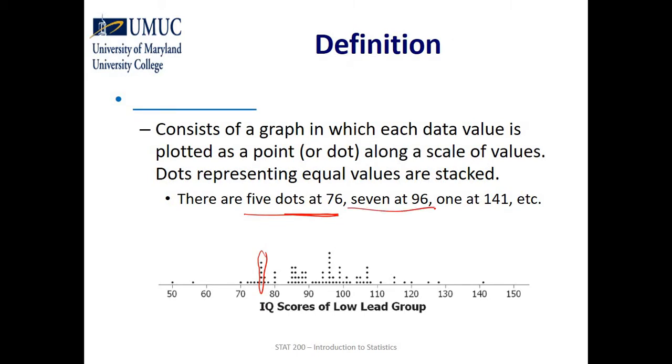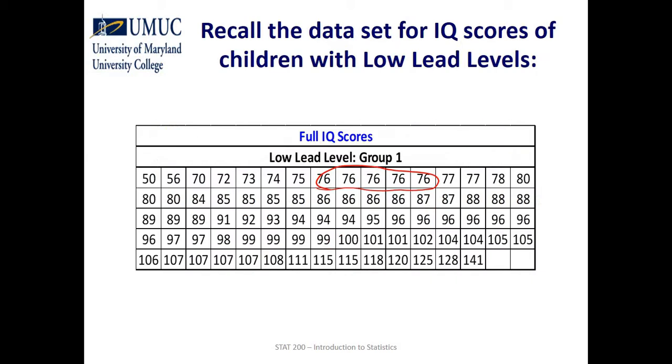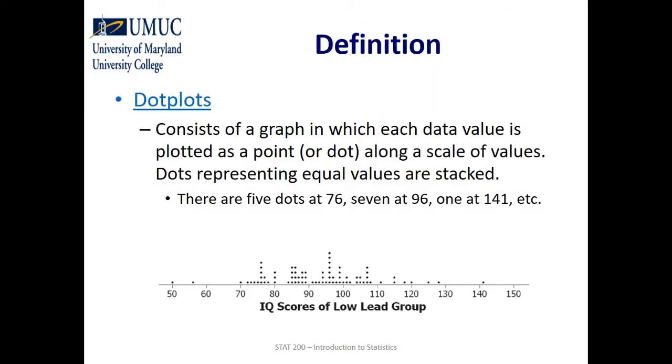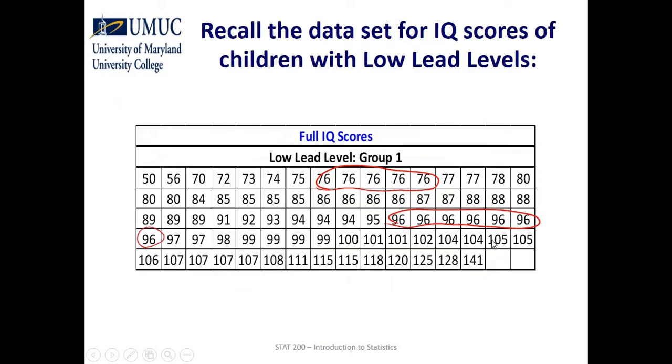There are 7 at 96. That's this peak right here. So we come back here, 96, we have 1, 2, 3, 4, 5, 6, and 1 more there. So that's why there's 7 there. And then we have 1 at 141, which is way out here. And remember, we have this one guy here that we think may be an outlier.